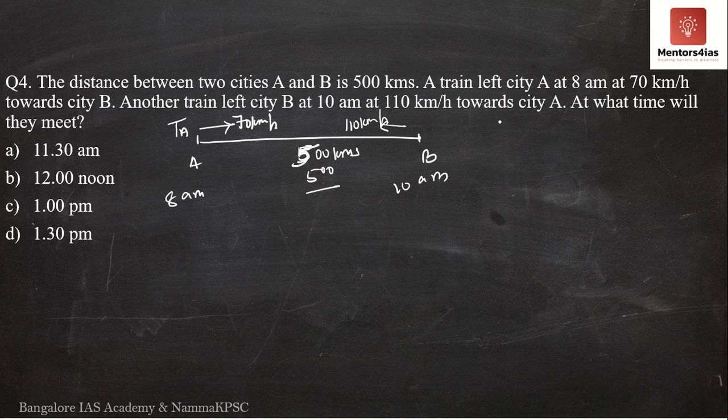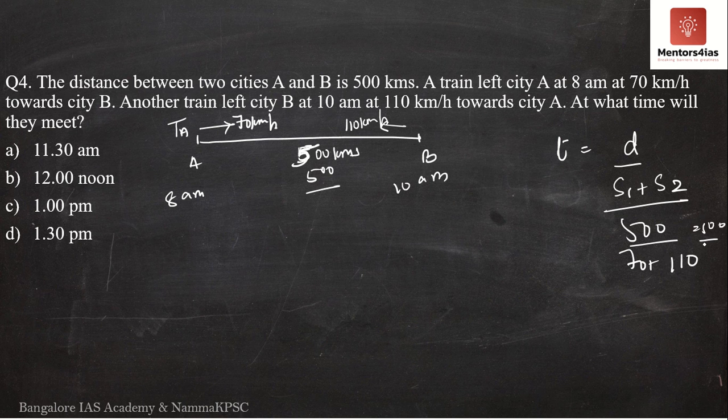Now this is very simple. I've told you earlier. They are moving towards each other and the question is asking how much time will it take for them to meet. So what is time? Time is nothing but d divided by s1 plus s2. This I have already explained to you. So what would you do? You take time, then you take distance as 500. 500 divided by 70 plus 110, you get 500 by 180.